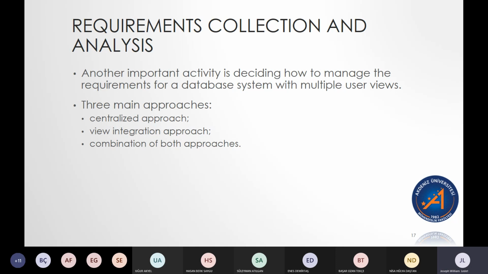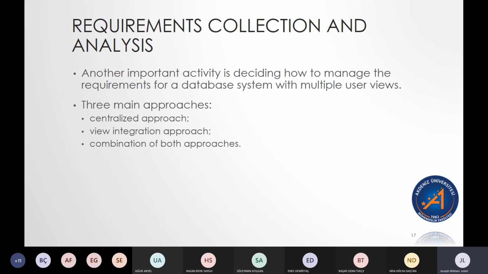So there are three main approaches, and we'll finish up this discussion and then have our break. There are three main approaches to analyzing a system with multiple user views. Remember, this is if we have different types of users that each have a different view of the database, a different portion of what they get to see. The three approaches are centralized, view integration, and a combination of both. We'll go over centralized and view integration, and the combination just combines the two.